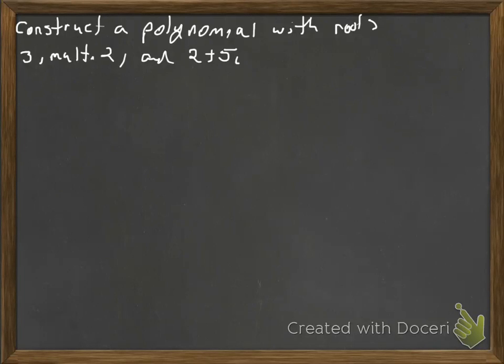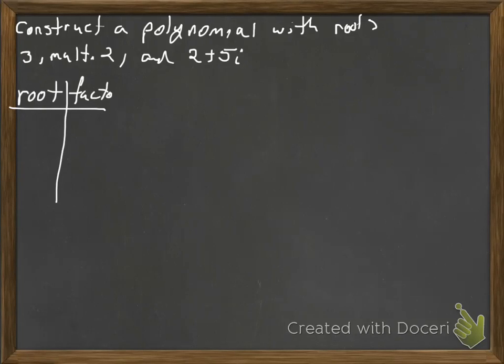Alright, we're going to go ahead and construct a polynomial that has the following roots, so it's going to be kind of a mess. It has a root of 3 with multiplicity 2, and a root of 2 plus 5i. So first thing we're going to do is make a table, and we're going to list our roots, and then what it looks like as a factor.